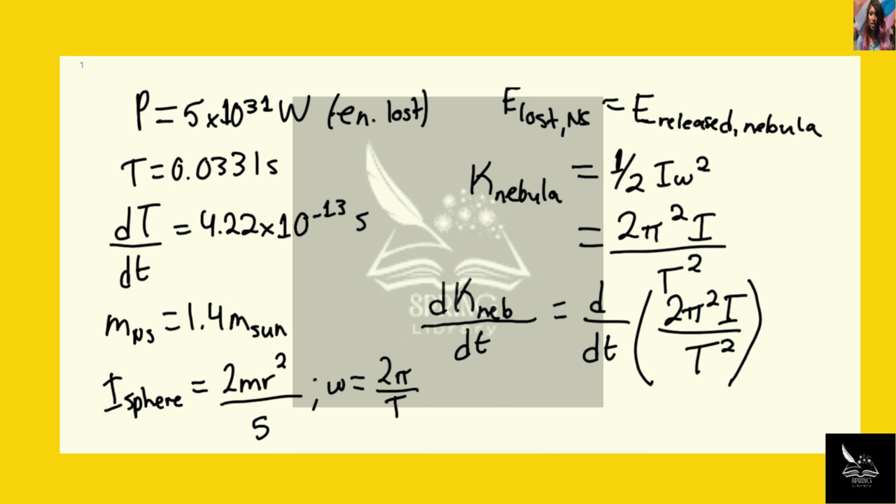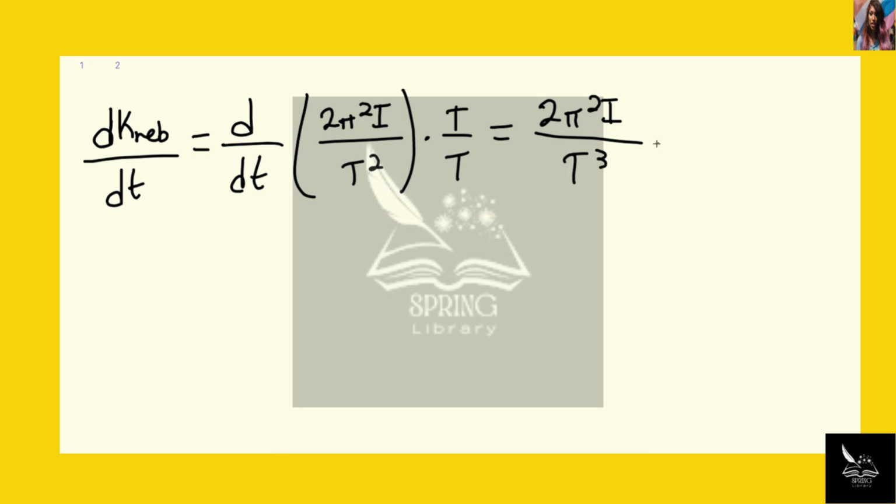So let's rewrite this. We have dK nebula over dt. This is again equal to d over dt of 2 pi squared I over T squared. And then we're multiplying this by T over T. We're allowed to do this because it's simply 1. So T over T equals 1. And then we can say that this is going to be equal to 2 pi squared I over T cubed times dT/dt, the change in period with respect to time.